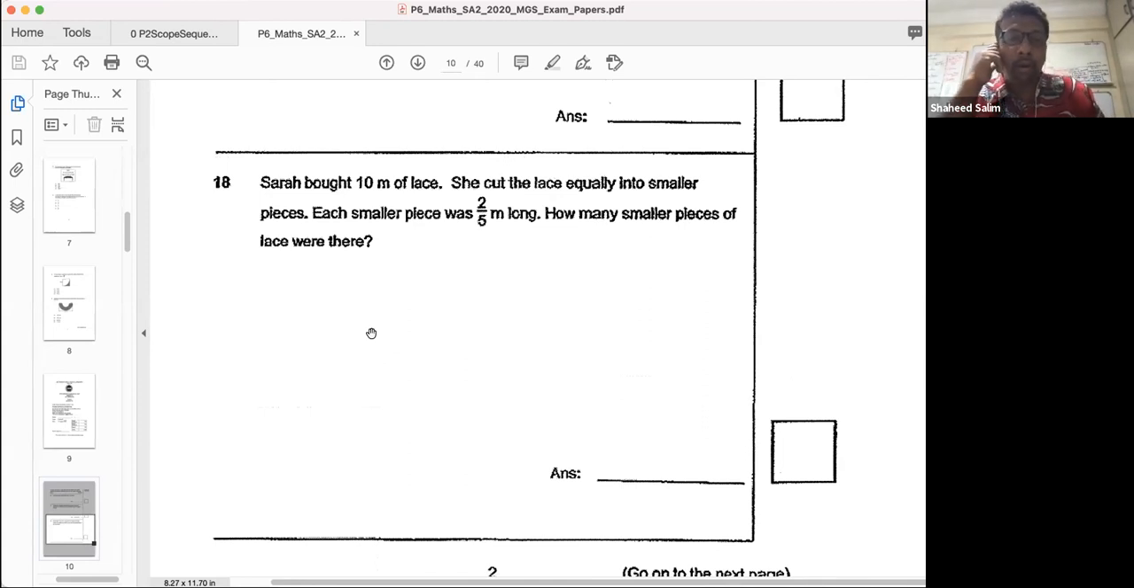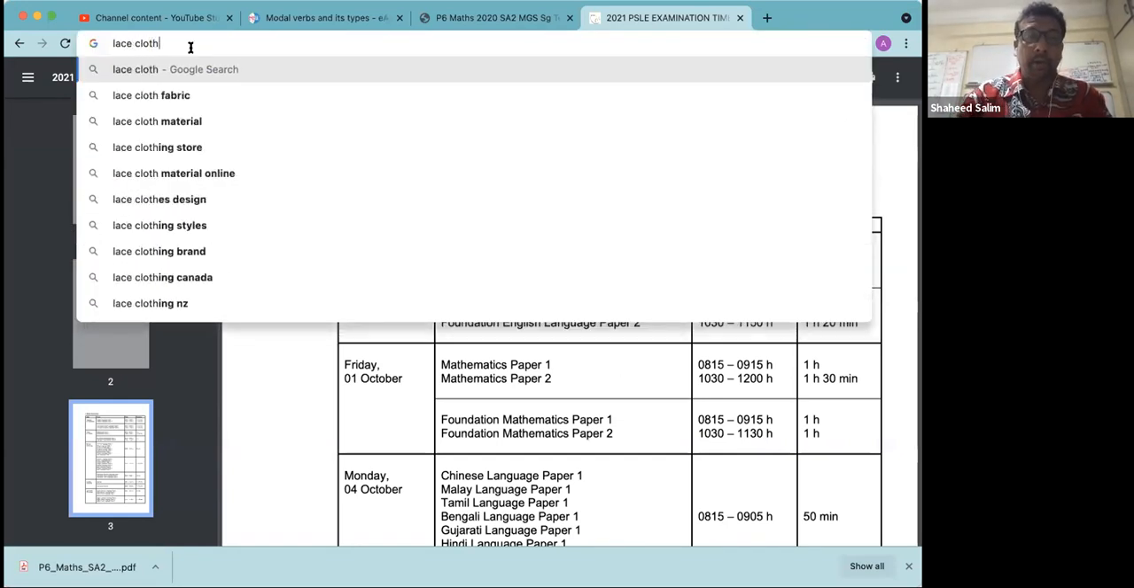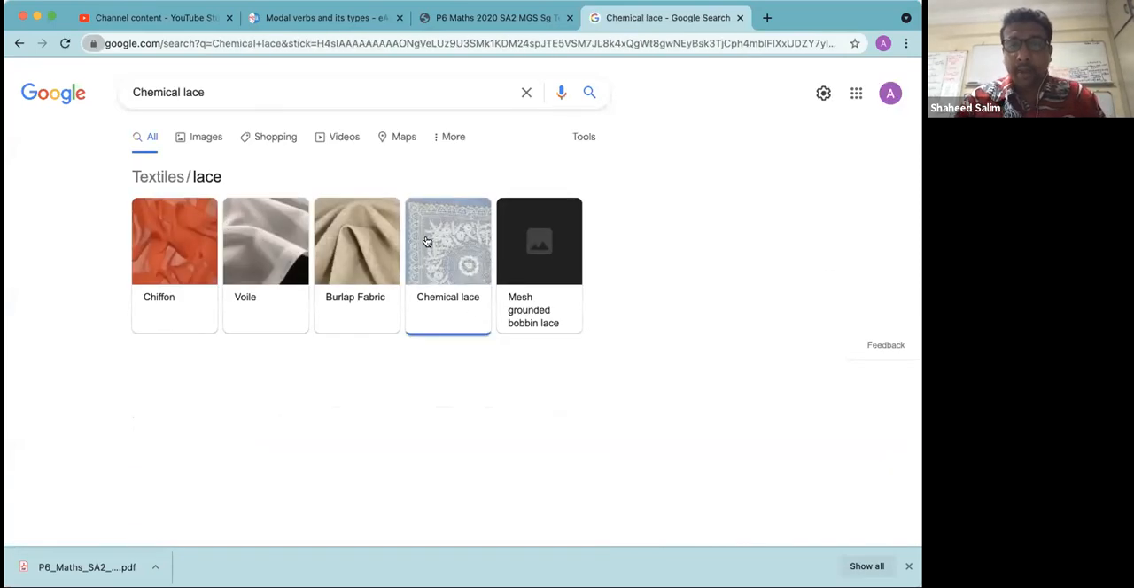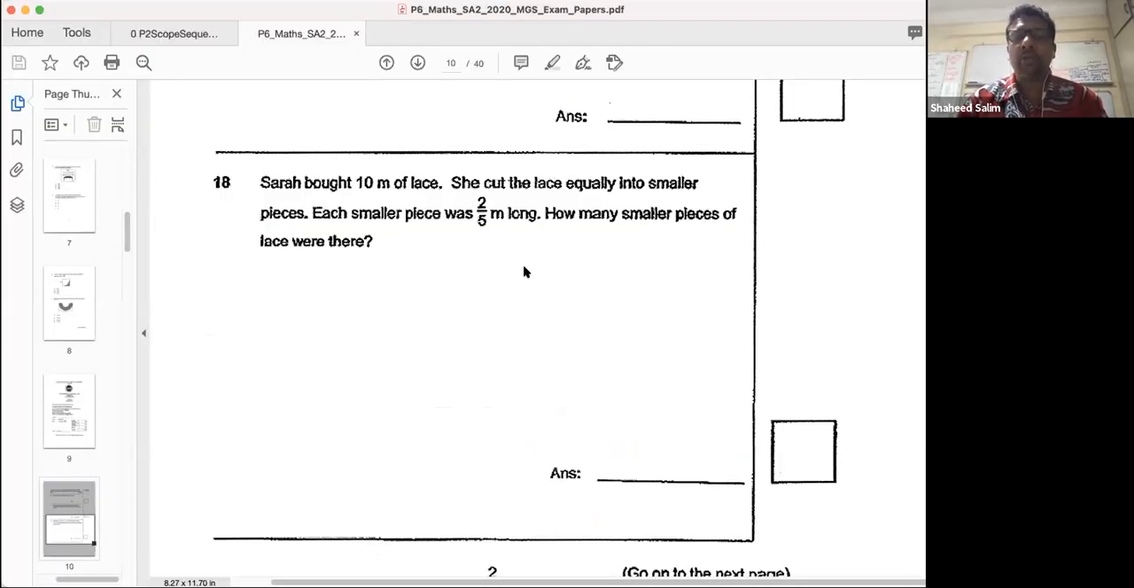Okay, Sarah bought 10 meters of lace. Do you know what lace is now? It's a type of cloth that you can see through. I'll just show you so that you know the meaning. Lace cloth. Can you see this type? Have you ever seen this type of baju? This is lace. Sometimes the Malay baju has it. Now, why is it important for you to know all this? You must know what you are reading about. Can we try this now?